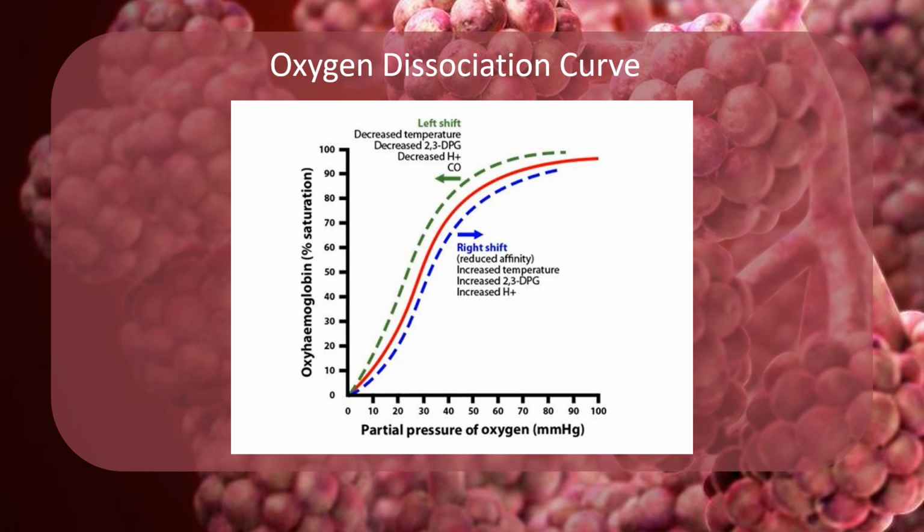That is, at low oxygen pressure, the affinity of hemoglobin for oxygen will be lower. When oxygen pressure is high, the percentage of hemoglobin saturation will also be high. So it shows an S-shaped curve.